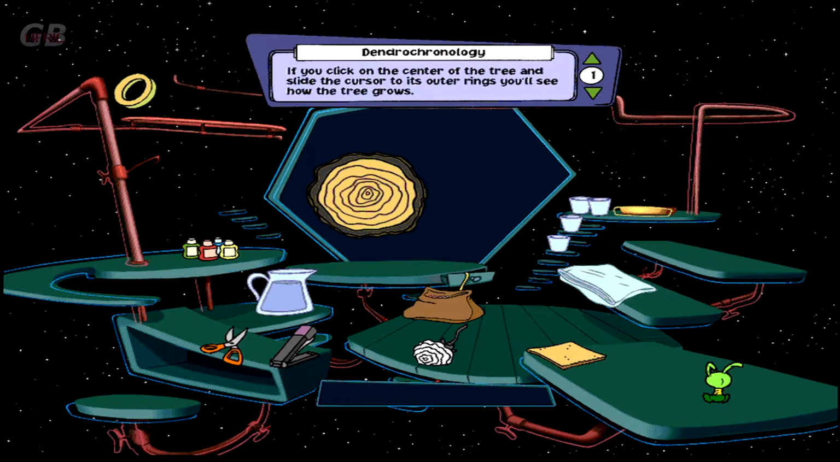If you click on the center of the tree and slide the cursor to its outer rings, you'll see how the tree grows. To try another experiment, click on Factoid's Close button.